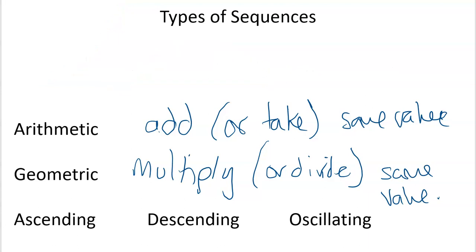Now I've also put oscillating, because sometimes you can get things like that. You can get sequences that just oscillate back and forth between two numbers, like 1, minus 1, 1, minus 1, 1, minus 1, etc.